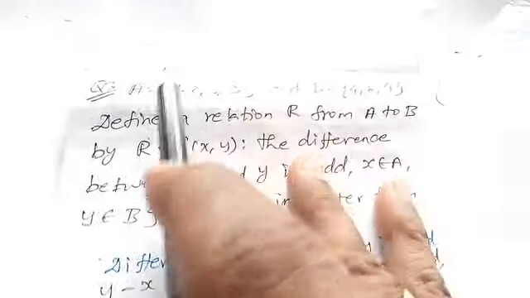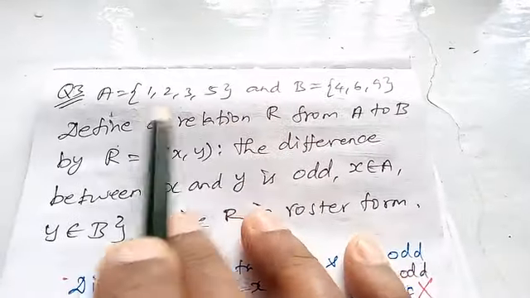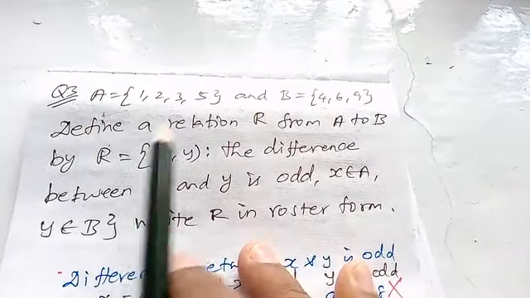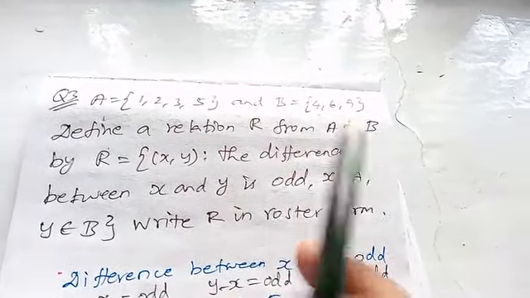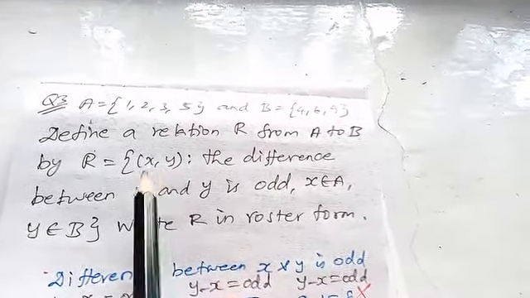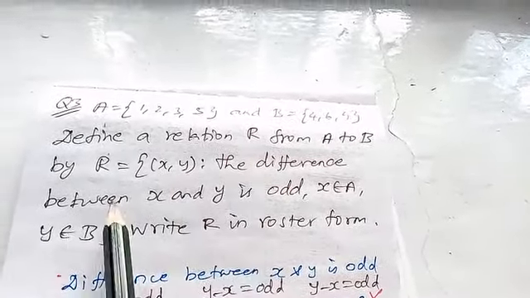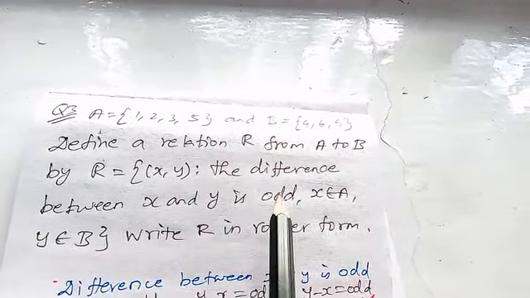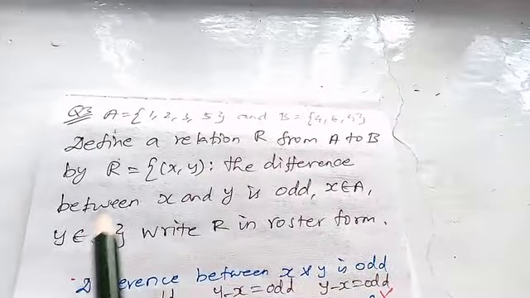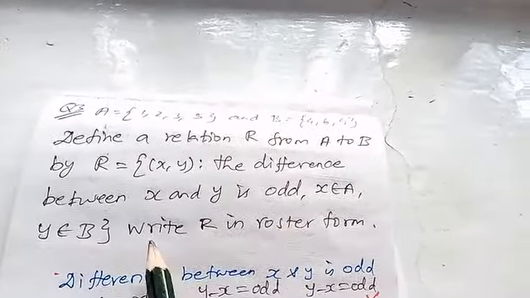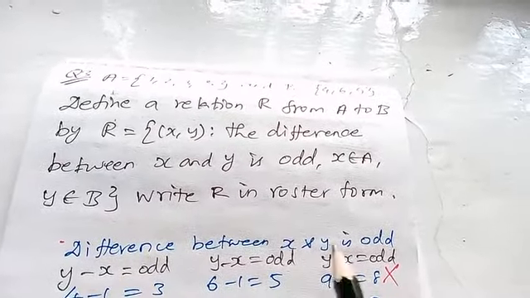You see question number 3. A equal to 1, 2, 3, 5. B equal to 4, 6, 9. Define a relation R from A to B by R equal to (x, y), the ordered pair, where the difference between x and y is odd. X belongs to A, y belongs to B. So this is the condition. Write in roster form, so all ordered pairs we have to write.